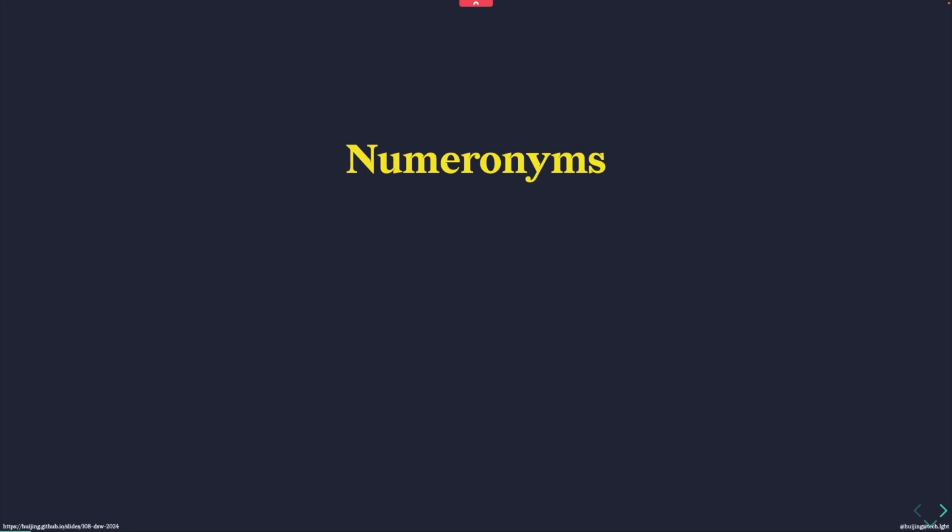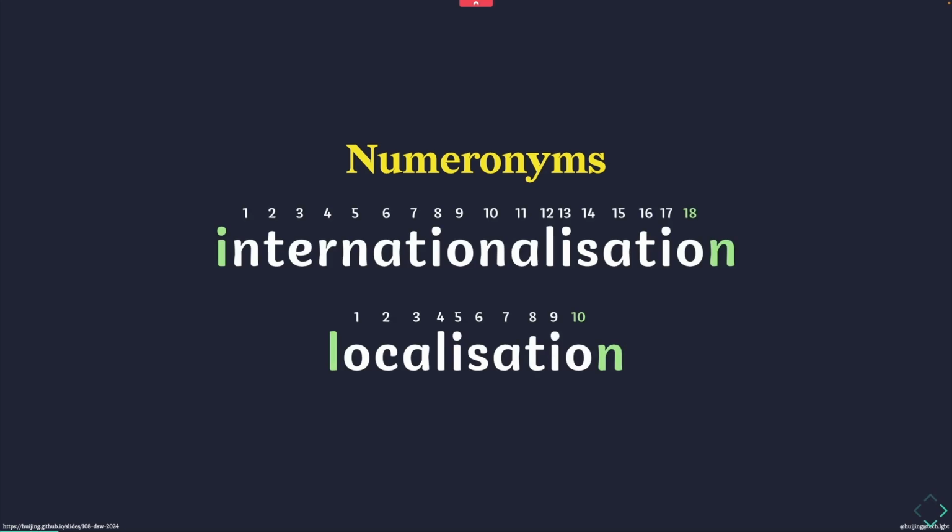But before we get into things, I want to discuss this thing called numeronyms. What they are: number-based words, where a number is used to form an abbreviation. Now, I18N stands for internationalization because there are 18 letters between I and N. And some of you may have also seen L10N, which is the abbreviation for localization. Now, some of you may be wondering, is there a difference between these two terms?